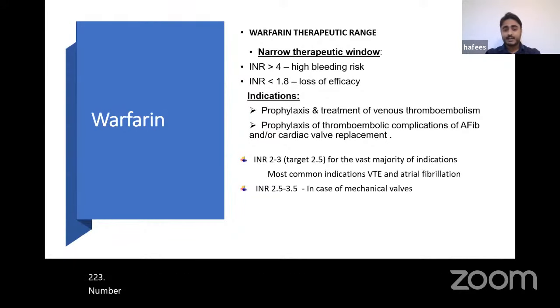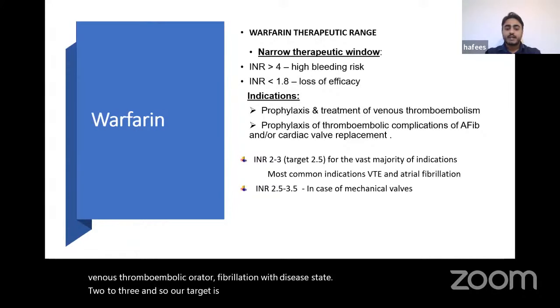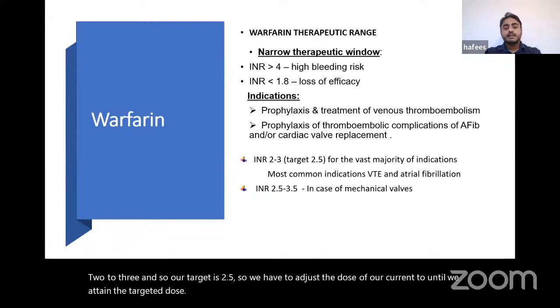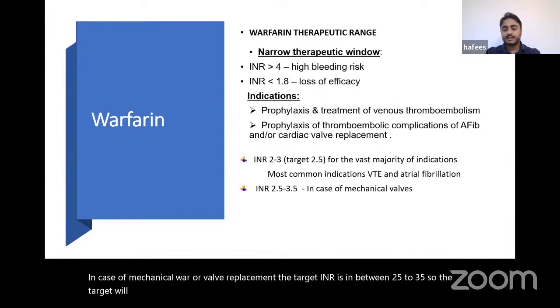As we said, the INR range is between 2 to 3.5, depending upon the disease state. In some disease states, like venous thromboembolism or atrial fibrillation, the INR range is 2 to 3. So our target is 2.5. We have to adjust the dose of warfarin until we attain the targeted INR. In case of mechanical valve or valve replacement, the targeted INR is between 2.5 to 3.5, so the target will be around 3.